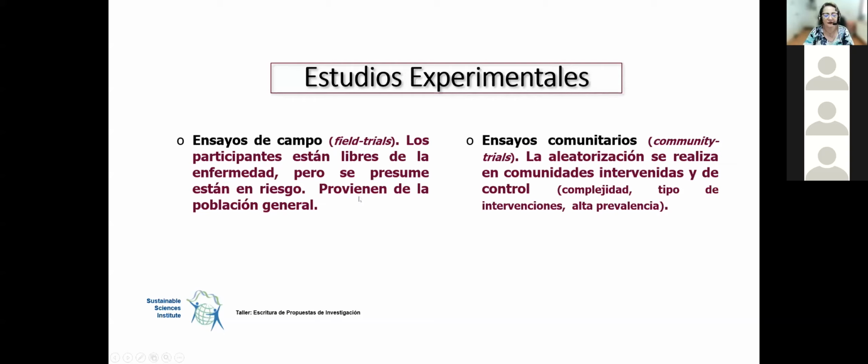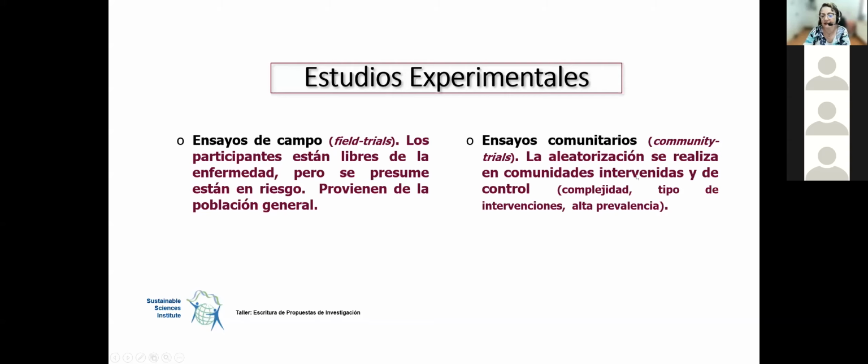We also have field trials with people who are free of the disease that come from the general population. These are the field trials, especially in phase 3 trials. Here we are, for example, testing COVID vaccines. These are field phase 3 trials because phase 4 is post-marketing, and this is pharmacosurveillance.